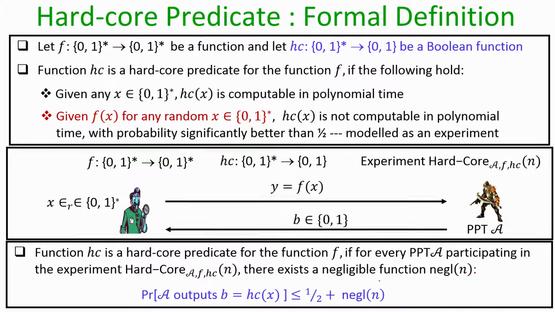So, notice that in the definition we bound the success probability of the adversary to be half plus negligible. We do not require that the success probability of the adversary should be 0, because there is always a guessing adversary who can just guess a bit, and there always exists a probability of 1 by 2 that the guess is indeed the value of hc of x. Apart from that, we are also willing to give the adversary an extra negligible advantage in successfully outputting the hardcore predicate, because we are in the computationally secure world, right. So, that is the definition of hardcore predicate.